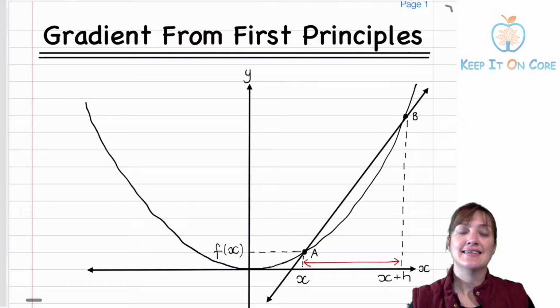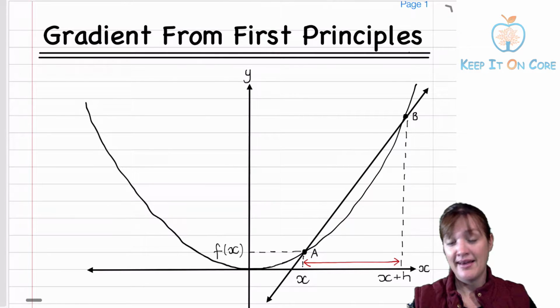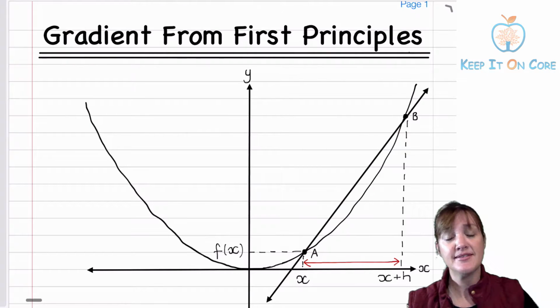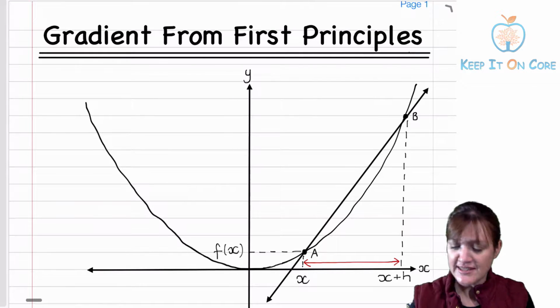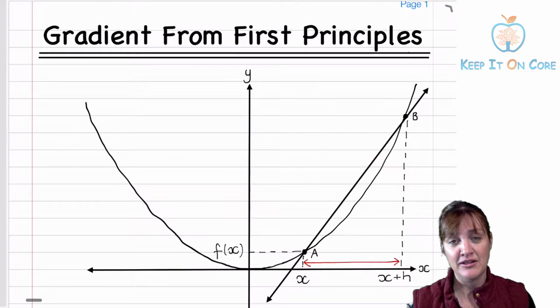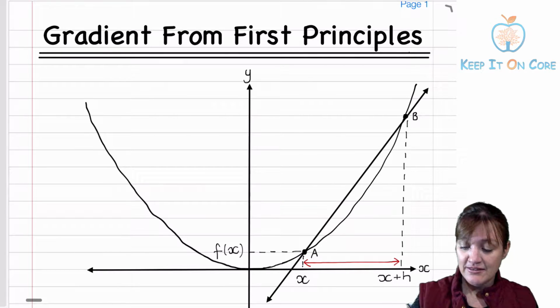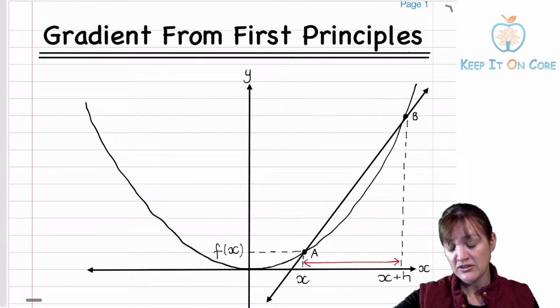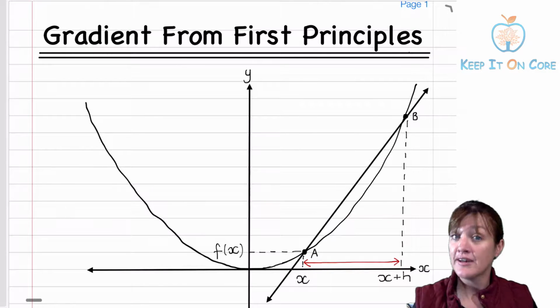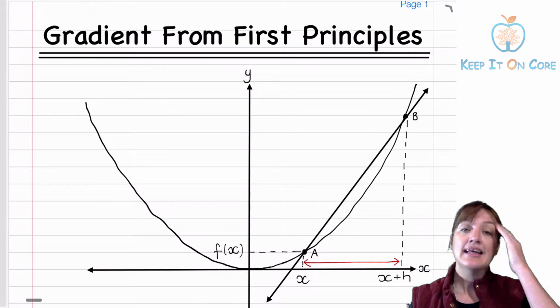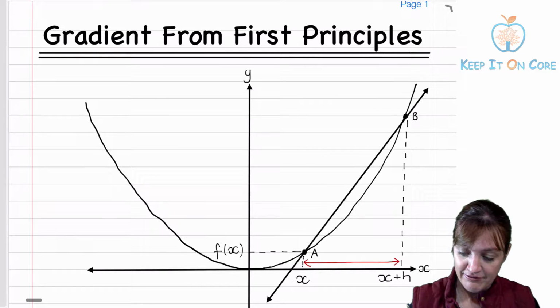Okay, so we've discussed that average gradient is where we have a nonlinear function and we have a straight line passing through 2 points on that function, just like we pretty much have on our screen at the moment. And to calculate the gradient between those two very separate points of A and B, we did our change in y over our change in x.